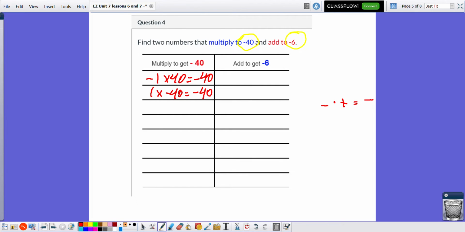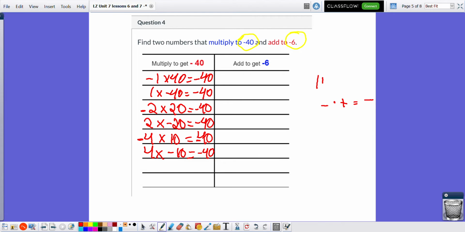We know that 2 times 20 equals 40. So let's make negative 2 times 20 is negative 40, and 2 times negative 20 equals negative 40. I also know that 4 times 10 equals 40. So I will make one of them a negative number, so I get negative 40. Negative 4 times 10, and I also know that 4 times negative 10 will also give me negative 40.